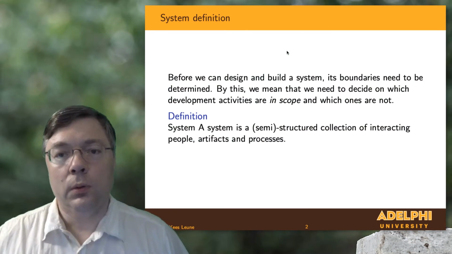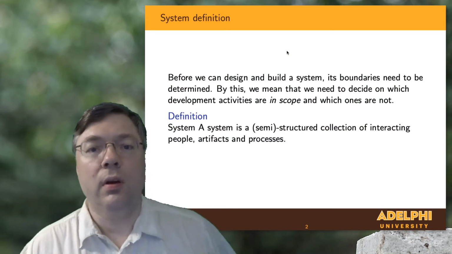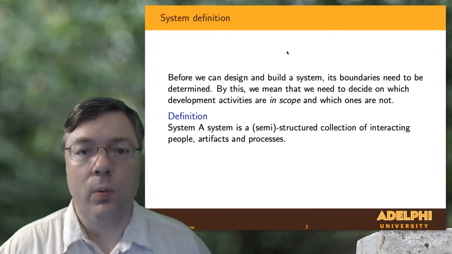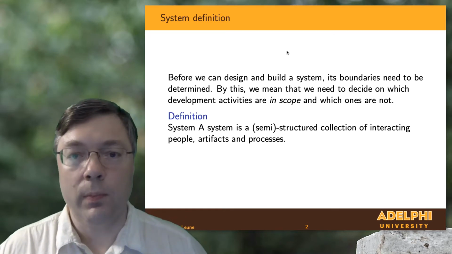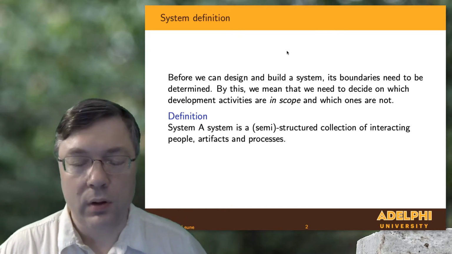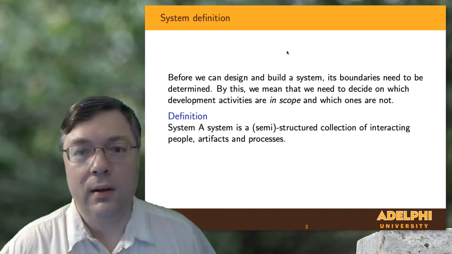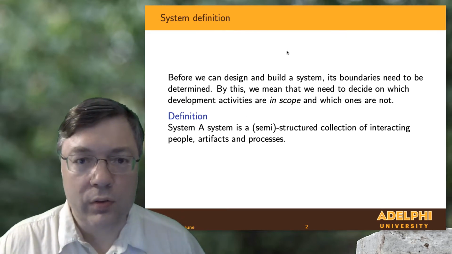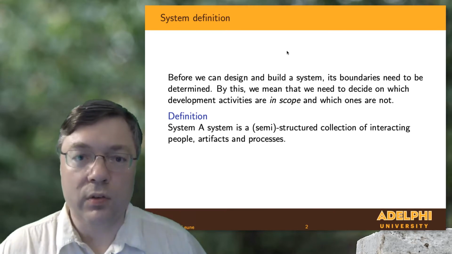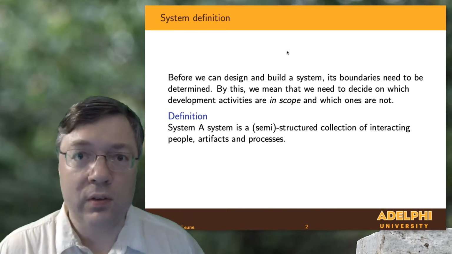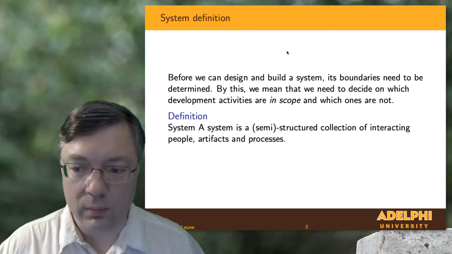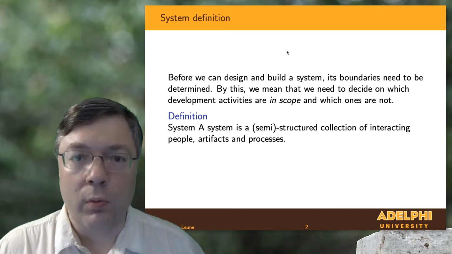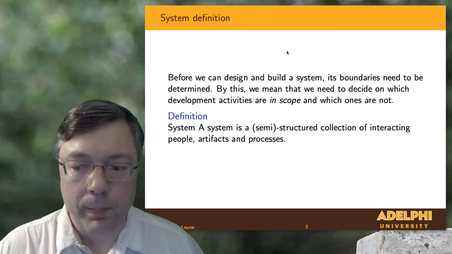What we have to acknowledge is the fact that when we design a system, we have to understand what it does. Before we can design and build a system, we really have to think through that and make decisions about what we will be doing in this system and what we won't be doing in this system. In other words, we have to determine the scope of the system.